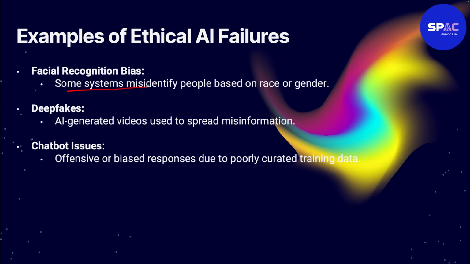If AI is being trained with data from a specific race, it won't work for other races, right? Then deepfakes, AI-generated video used to spread misinformation, right?